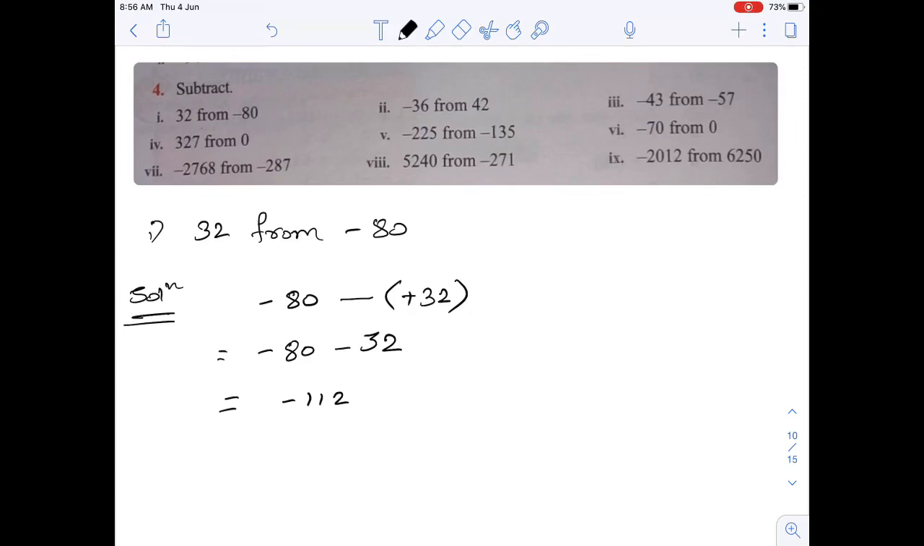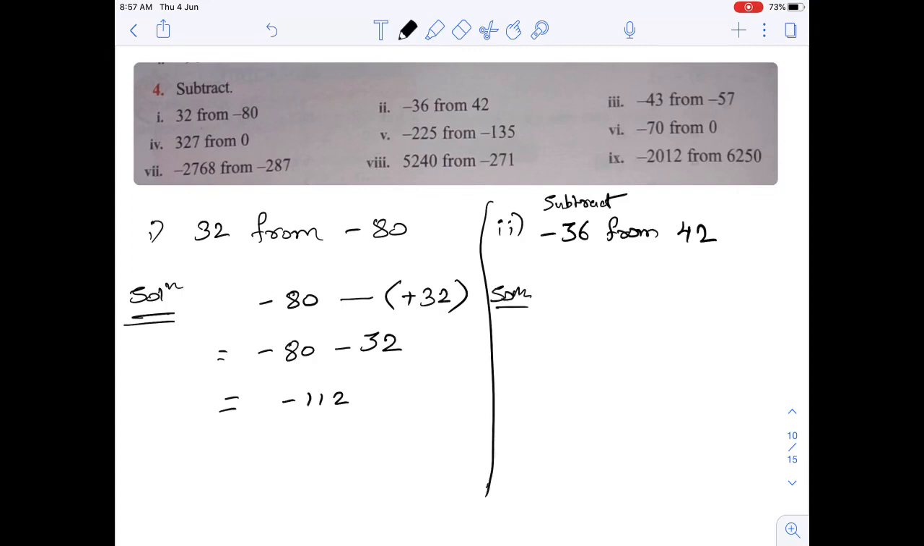Now let us consider one more example. Our next example: it is given to subtract minus 36 from 42. Now the solution. The number written after 'from' will come first, so 42. As we are doing subtraction, we will write a minus sign. Now what do we have to subtract? We have to subtract minus 36, so you have to write that in brackets. Is it clear? Equals to.